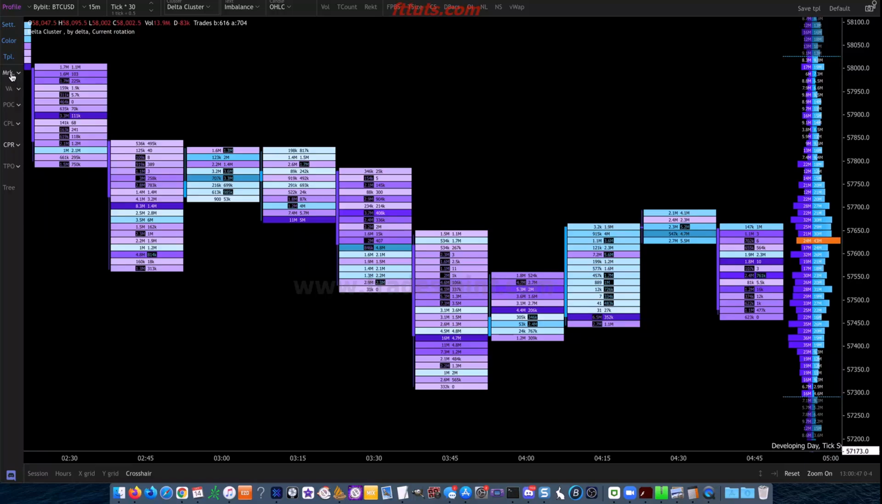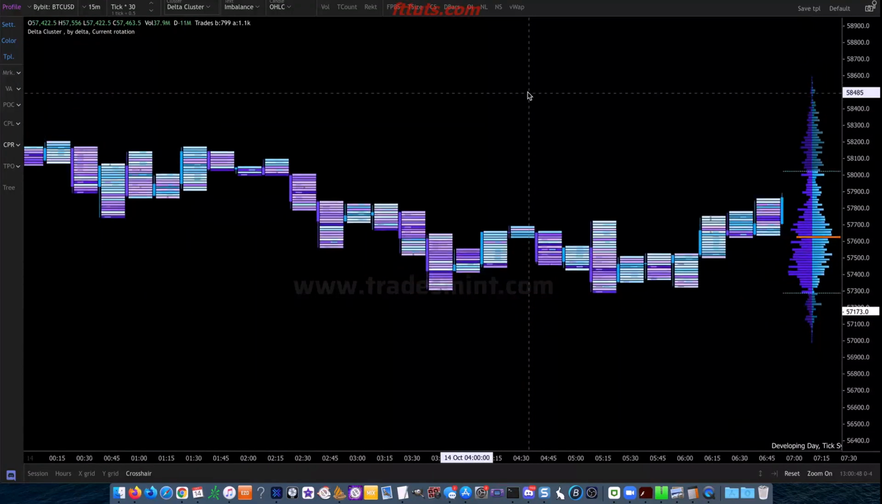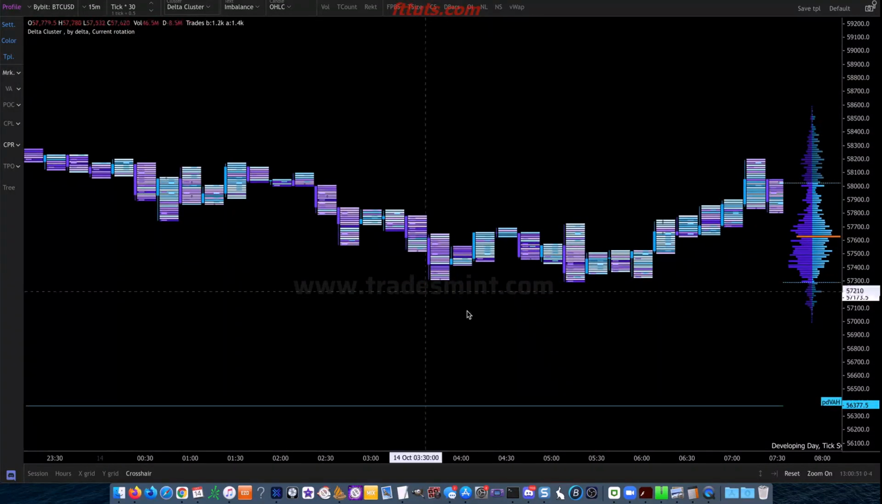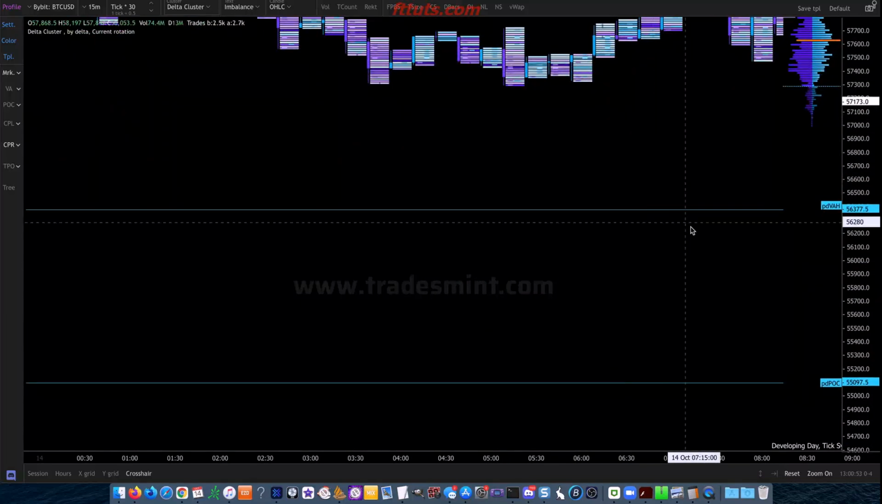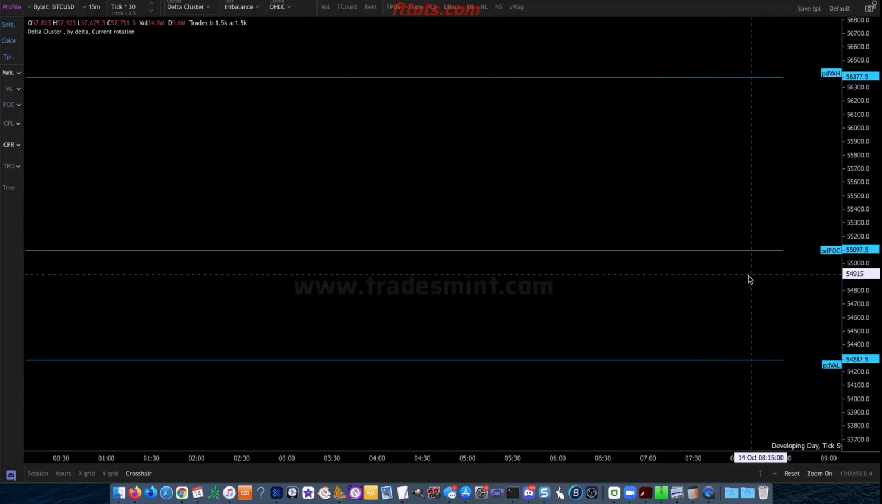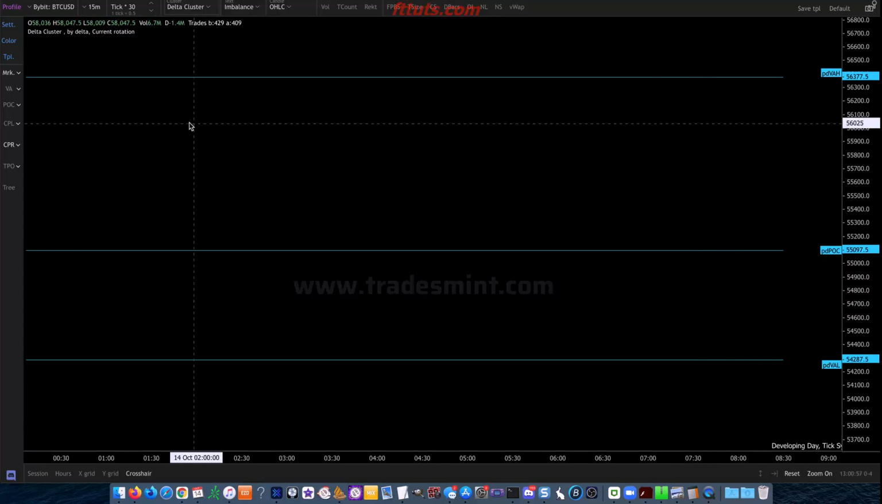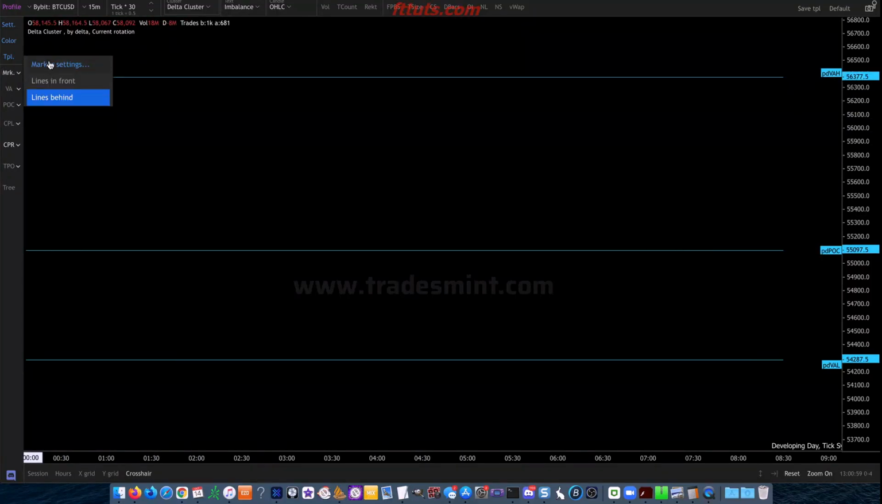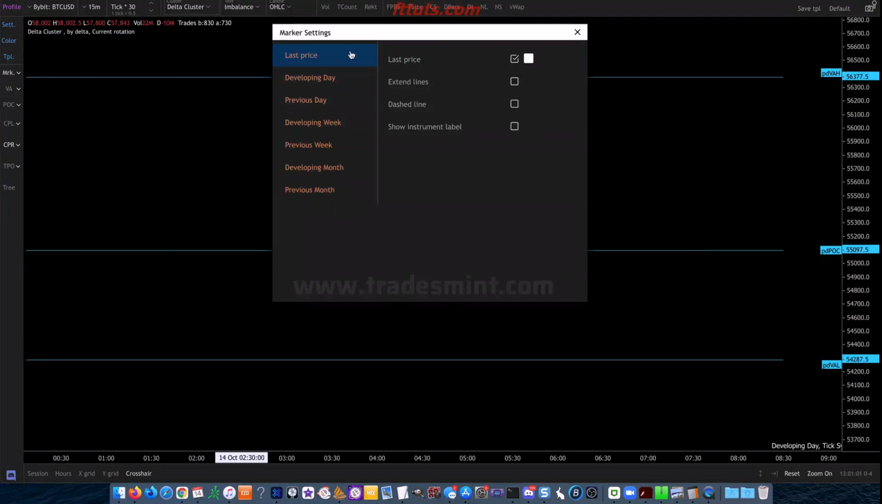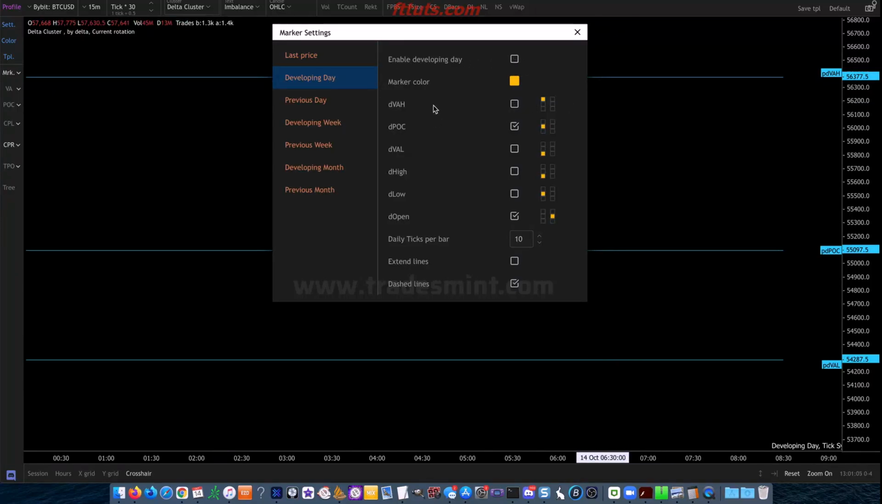Mark right here is basically where you can set up what little things you want to see on your chart. For me, I have the previous day value area high, previous day point of control, and the previous day value area low. You can click this right here and go to marker settings and decide what you want. So for the developing day, we could turn that on and see the daily high, the daily point of control, the daily value area low. We can go to yesterday, right? Turn this stuff on and off.